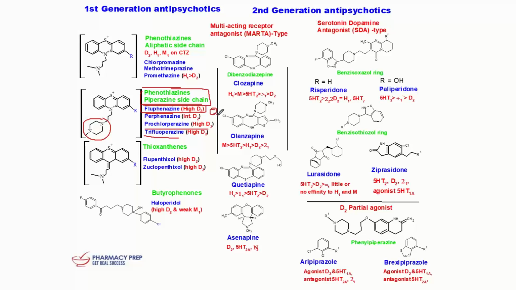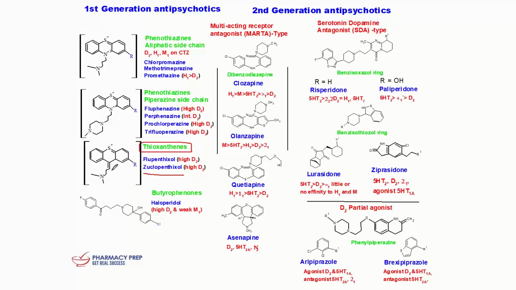Fluphenazine contains a piperazine side chain ring, which is a type of phenothiazine first-generation antipsychotic drug. Next, we have another first-generation class called thioxanthenes. Thioxanthenes are also high-potency dopamine antagonists. There are two drugs here, one is flupentixol and the other is clopenthixol. Both of them are considered high D2 inhibitors.